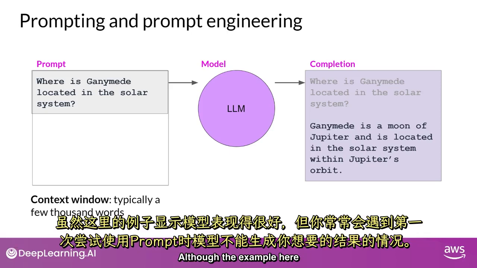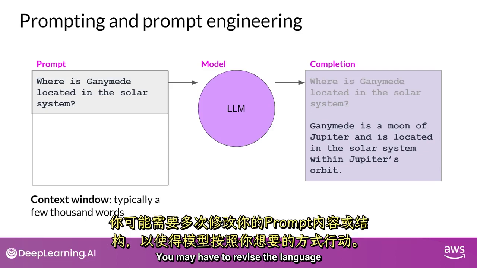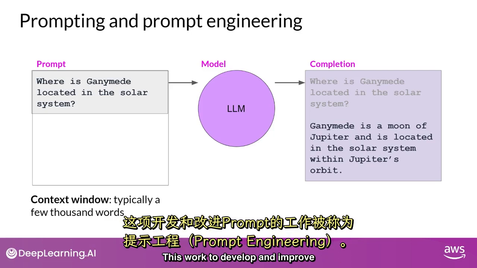Although the example here shows the model performing well, you'll frequently encounter situations where the model doesn't produce the outcome that you want on the first try. You may have to revise the language in your prompt or the way that it's written several times to get the model to behave in the way that you want. This work to develop and improve the prompt is known as prompt engineering.